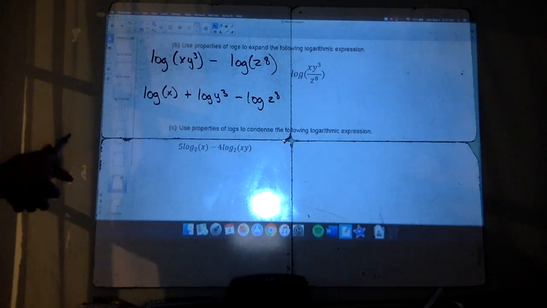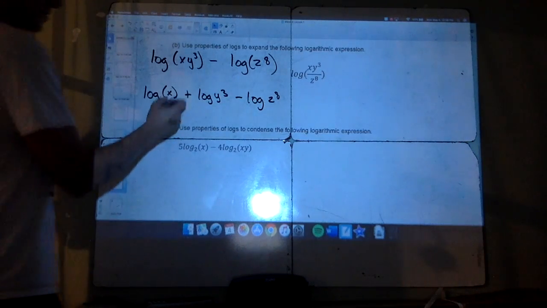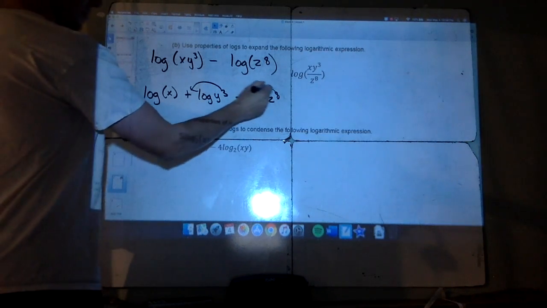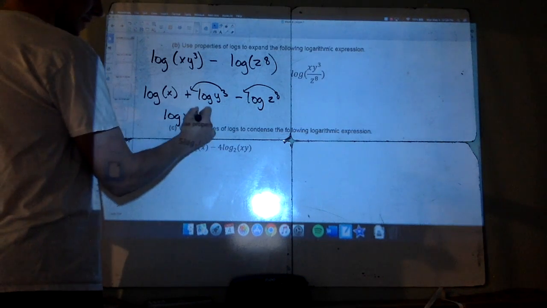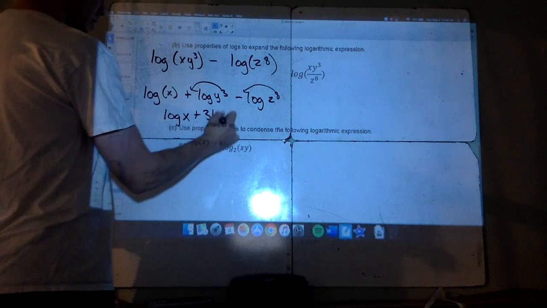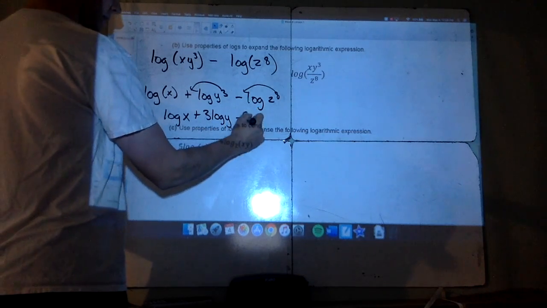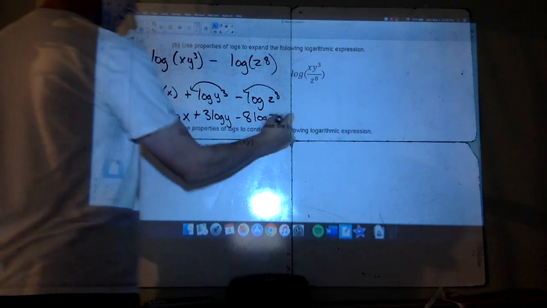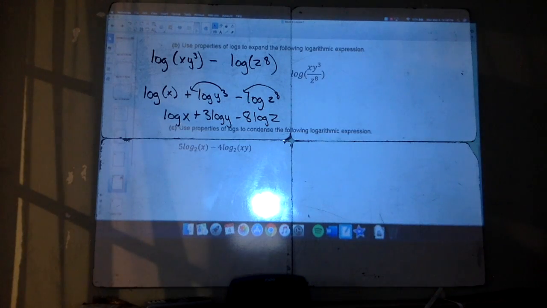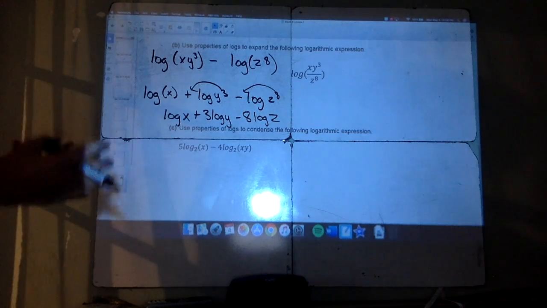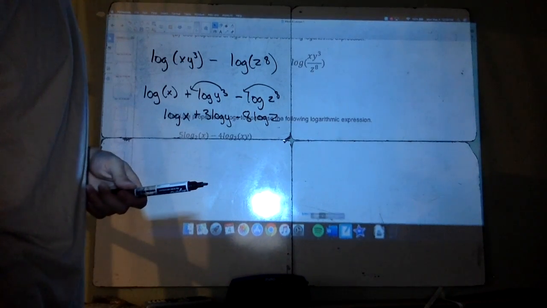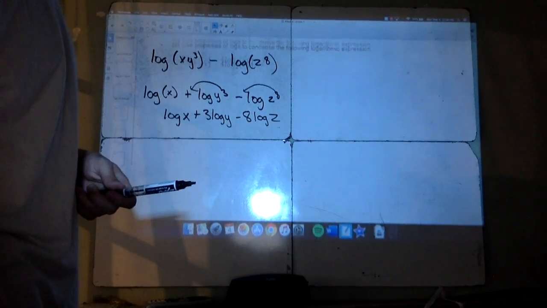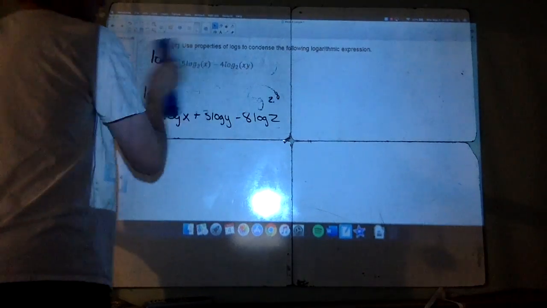And then I would use our power rule to get rid of the exponents. So this 3 comes in front, and this 8 comes in front. Log of x plus 3 log y minus 8 log z. That's your final answer. So you need to know how to expand them, and then you need to know how to go the other direction. Starting with an expanded log, and this is called condensing, how can we bring it together?